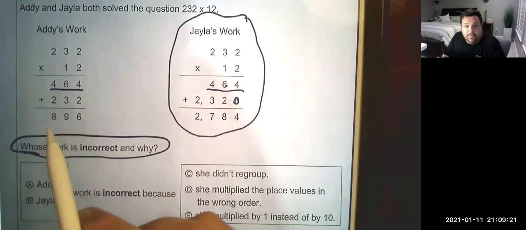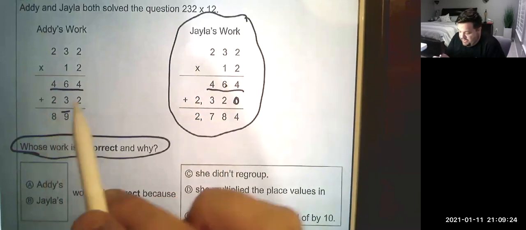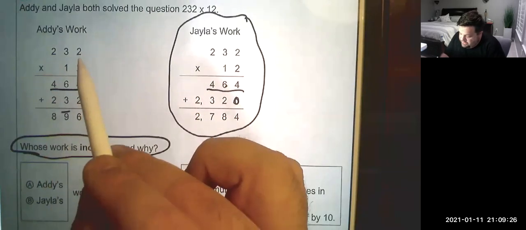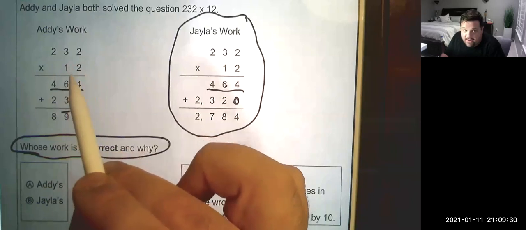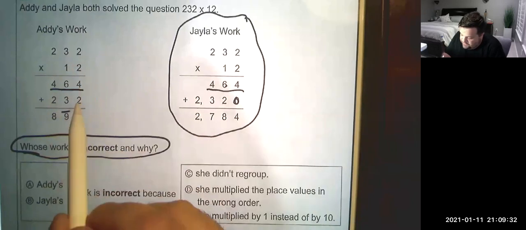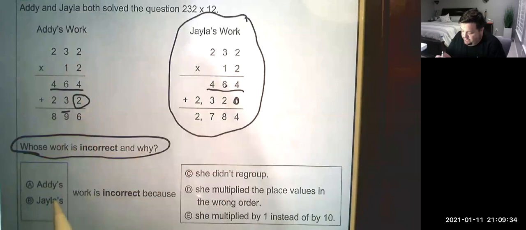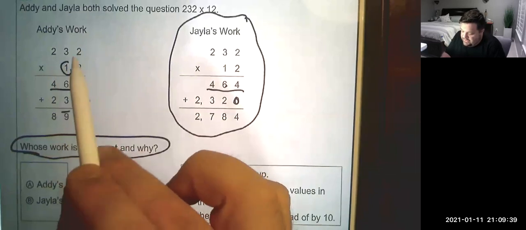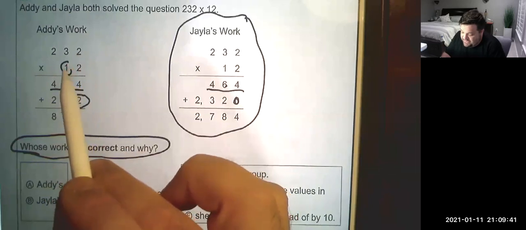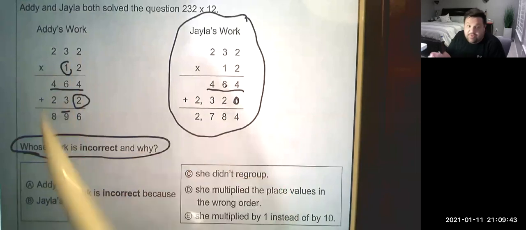Now let's look. We know Addie had to make a mistake somewhere in here. Well, this 1 right here is really a 10, right? In the 12, it's a 10. You've got to put your placeholder in right here, right? So what did she do? She actually made this a 1, and then 1 times 2 is 2, instead of making this a 10 times this 2, which would be a 20, right?